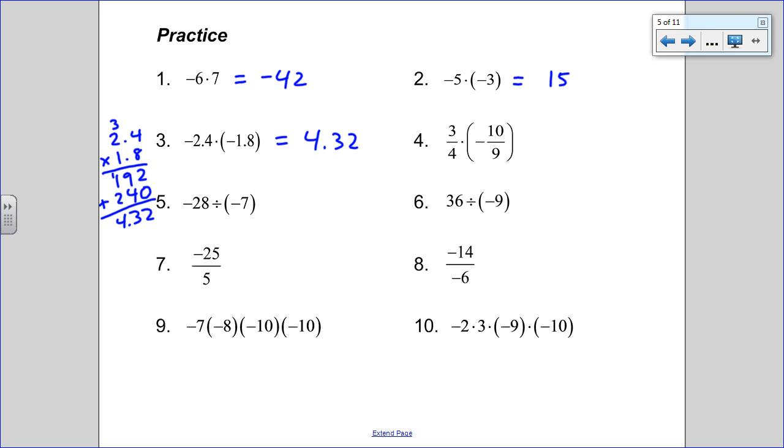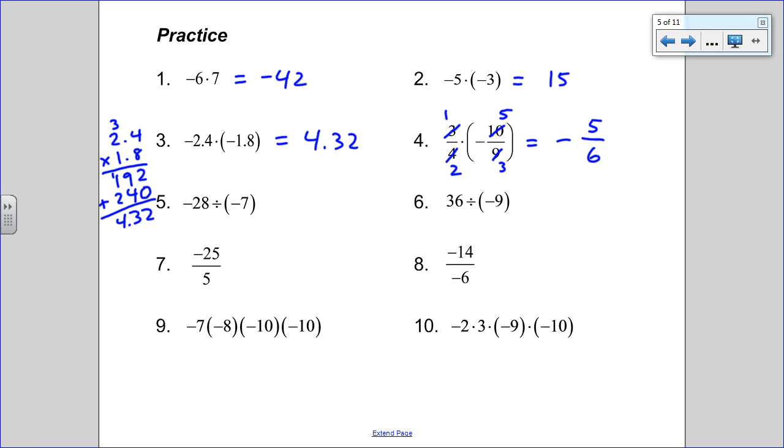Problem number 4, multiplying fractions, but once again we can determine the sign of the answer immediately by noticing that we're multiplying a positive times a negative. So our answer should be a negative number. To actually find the answer, we can simply multiply the fractions. Remember that we may simplify 3 and 9 and 4 and 10. Then multiply the numerators. 1 times 5 is 5. Multiply the denominators. 2 times 3 is 6. So our answer is negative 5/6.